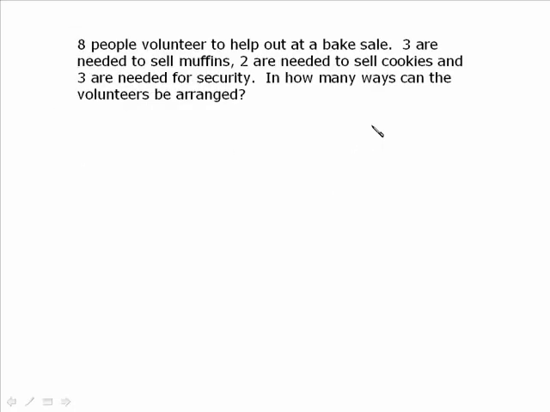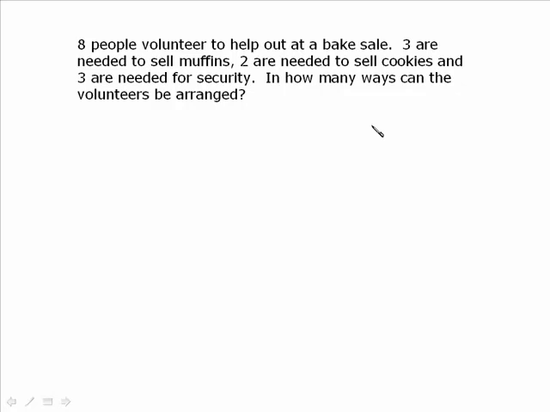Next question, kind of an interesting one. 8 people volunteer to help out at a bake sale. 3 are needed to sell muffins, 2 are needed to sell cookies, and 3 are needed for security. In how many ways can the volunteers be arranged? Well, this starts off as a nice combination question. The question does not give any information suggesting that there's any sort of particular distinctions amongst the muffin sellers or the cookie sellers or security. So it is a combination.